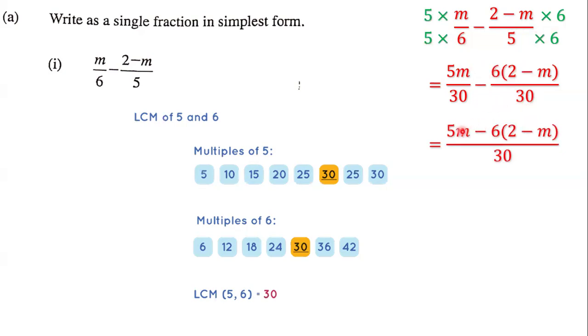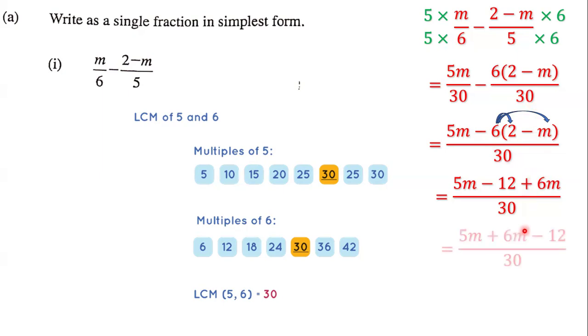So we have 5m minus 6, open bracket, 2 minus m. We distribute. We say negative 6 multiplied by 2, and we say negative 6 multiplied by negative m. Now, what does that give us when we multiply them? Negative 6 multiplied by 2 is a negative 12, and negative 6 multiplied by negative m is positive 6m. And that's because a negative multiplied by a negative is a positive.